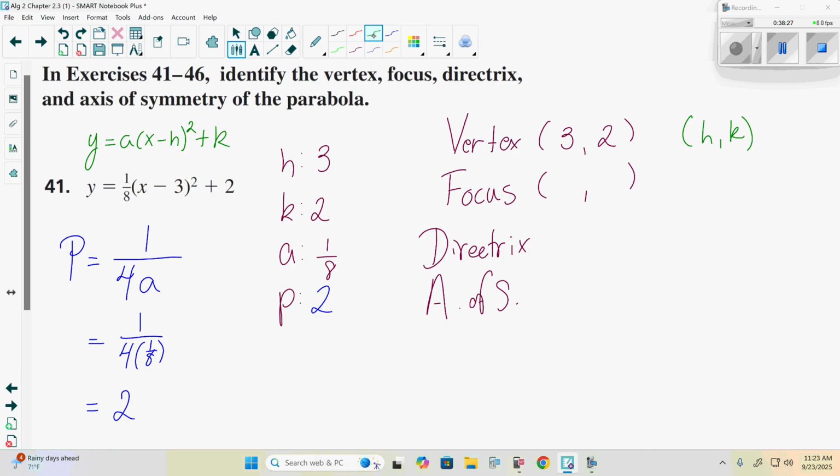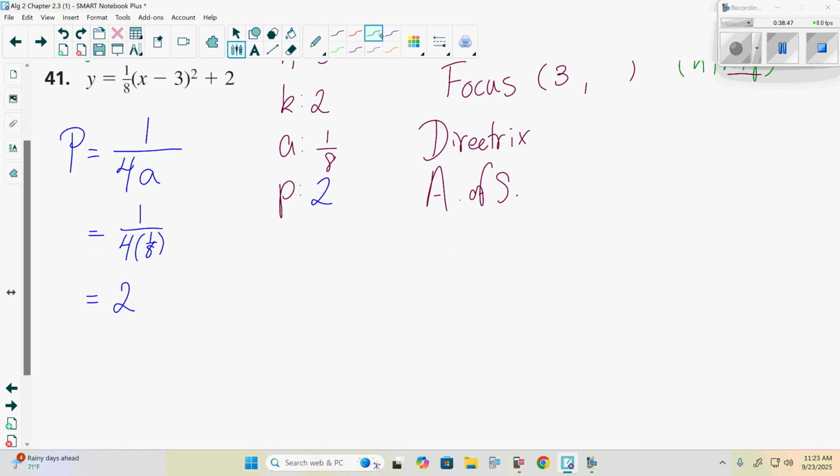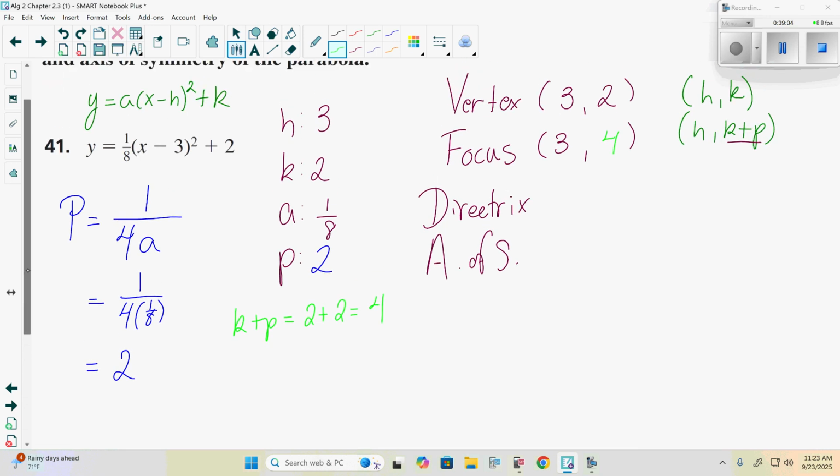Focus is h comma k plus p. That's just according to the general form. We know what h is. H is 3. Do we know what k plus p is? 4. Because k plus p, it wasn't told to us directly, but I know k is 2, p is 2, so 2 plus 2 is 4. Doesn't take too much for us to be able to just add k and p together and get 4.